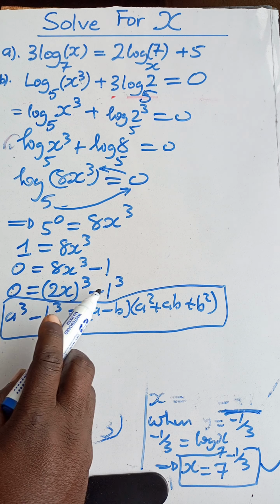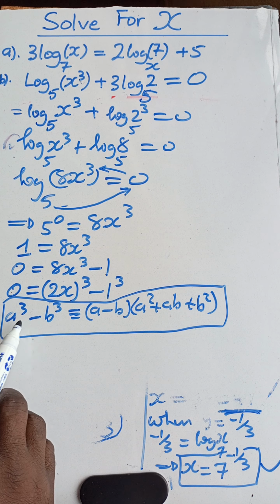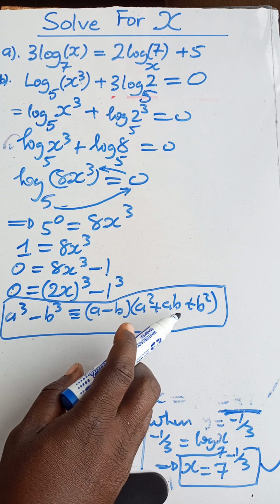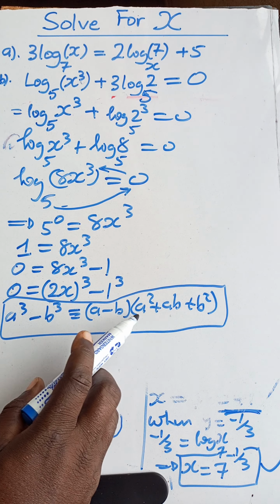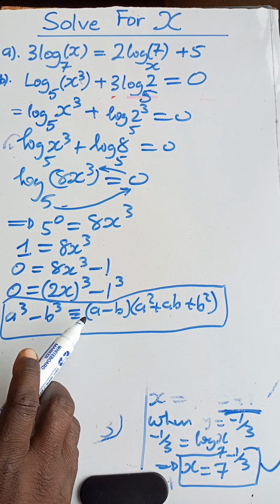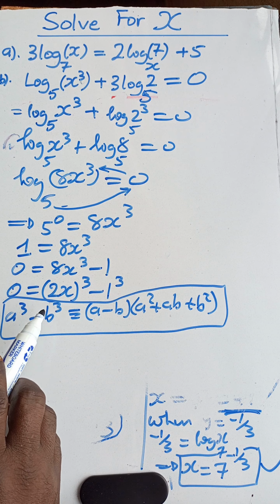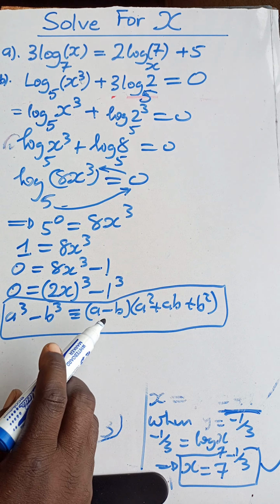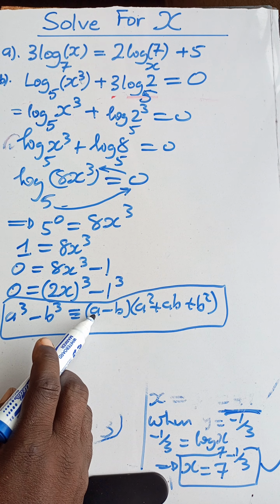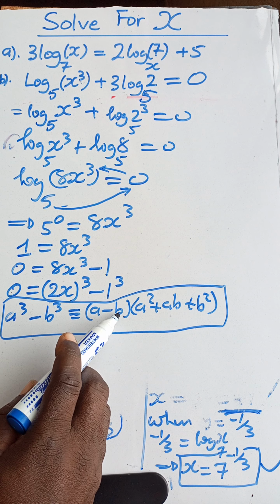So this right hand side here resembles this left hand side. So we want to transform everything to the left hand side, the nature of the left hand side. Our a is 2x and our b is 1. So let's follow it here. Wherever we see a, we put 2x. Wherever we see b, we put 1.